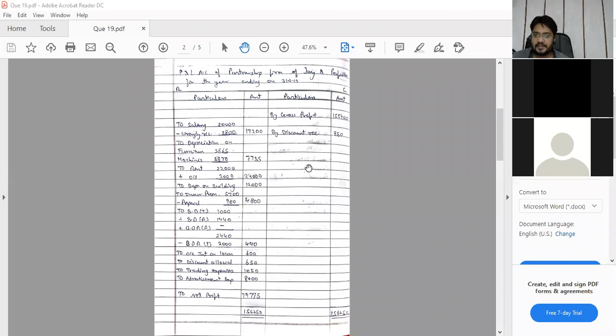Then trading expense is given, write on the P&L debit side, trading expense 1,050. Similarly, advertisement expense is given. So write on the debit side to advertisement expense 8,000.